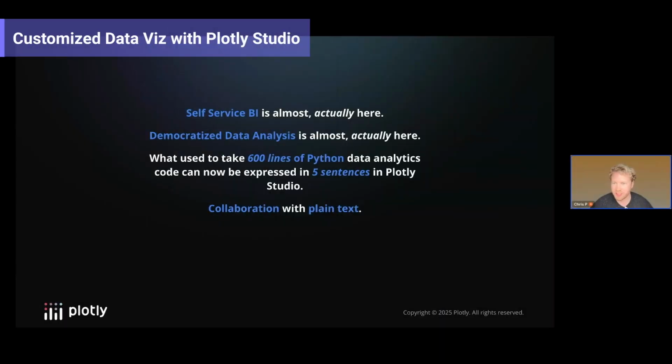I'm going to show a bunch of examples where in about 5 sentences, I can make a really custom, sophisticated visualization and application that is actually writing 600 lines of Python under the hood. And in this new model, because it's all just plain text, I'm just writing prompts, collaboration is really easy because I can then send that plain text to somebody else who can download Plotly Studio and recreate the same thing and remix it and tweak it however they want. Collaboration can also happen through publishing the applications and allowing people to consume what I create.